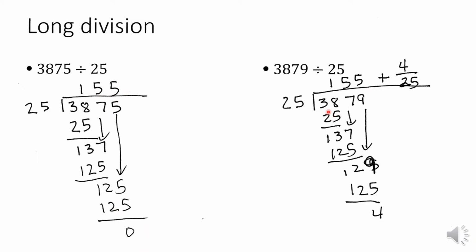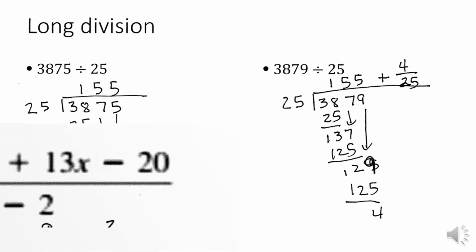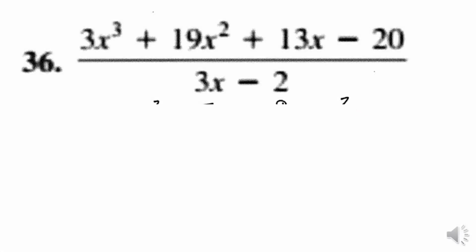If, however, we had started with a dividend, which is what this one is called, of 3879, it would be much the same until the end, but when we subtract, we would get 4. 25 is not going into 4, so we will write the remainder, which is 4, divided by the divisor, which is 25. You will see that we do the same kind of thing, only with polynomials. Here's a first example. Give it a go and pause the video and we'll see how you did.